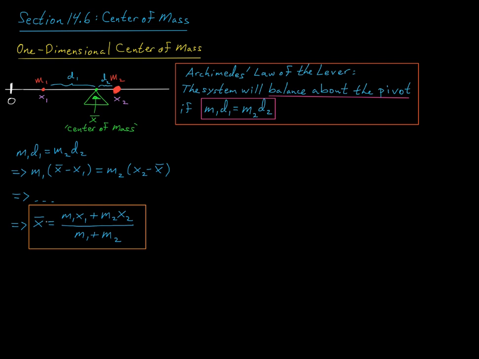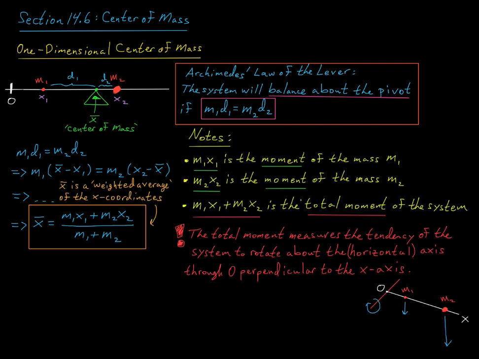And now solving that for x bar tells us that the center of mass is equal to m1 x1 plus m2 x2, all divided by m1 plus m2. Put another way, we're really saying that the center of mass is a weighted average of the x coordinates of our riders relative to this reference point x equals 0, and the weights here are simply the masses of our two riders. So it's just a certain average of the x coordinates.